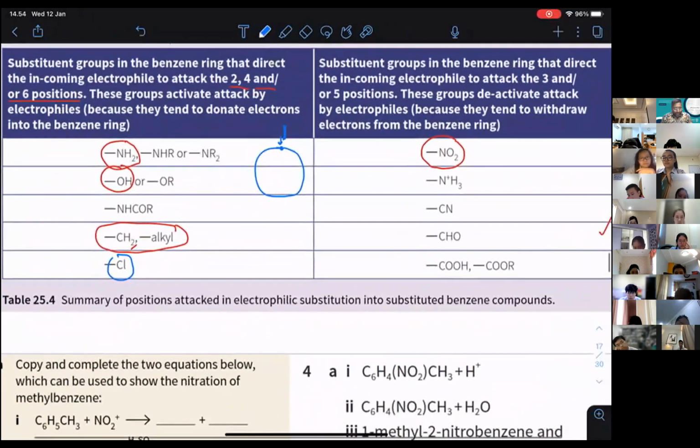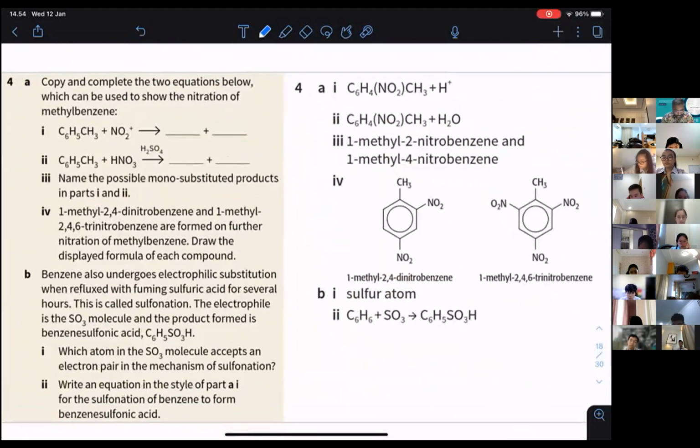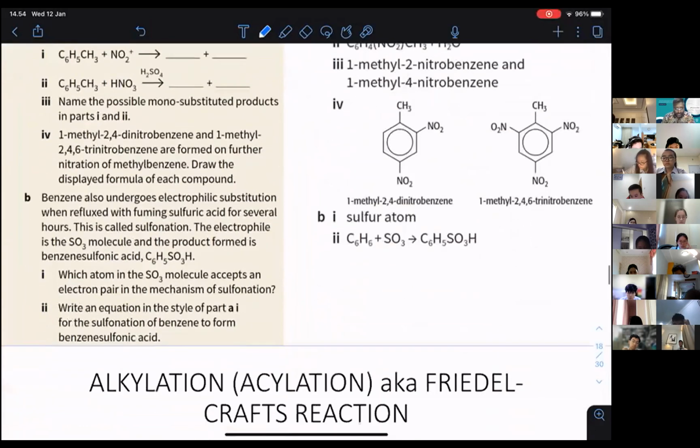The one that I told you to memorize is to just focus on the methyl group first: electron donating. If you want to memorize the others, maybe amine, then OH, and then Cl. But this one is more important now: nitro, NO2, an electron withdrawing group. They will activate position number 3 and 5. There are going to be questions over here, but I think we can go through the questions later. So I will just move on to the next part.